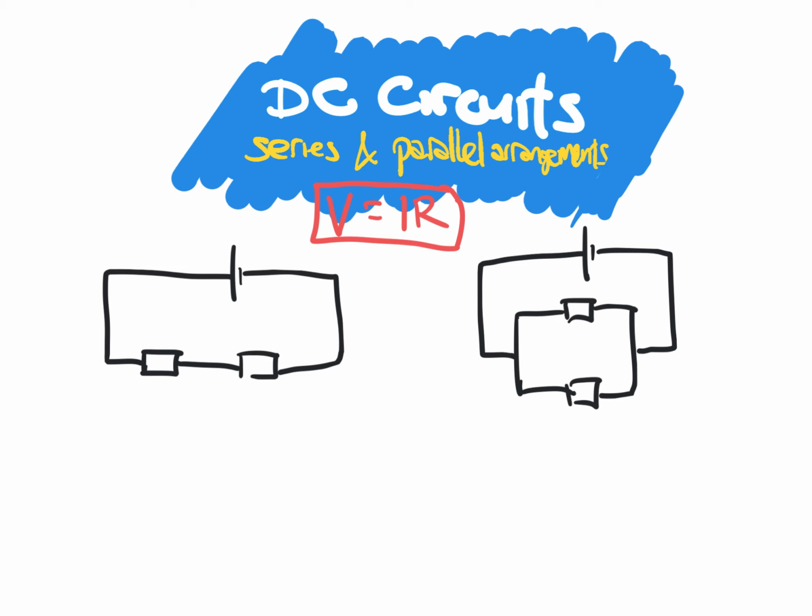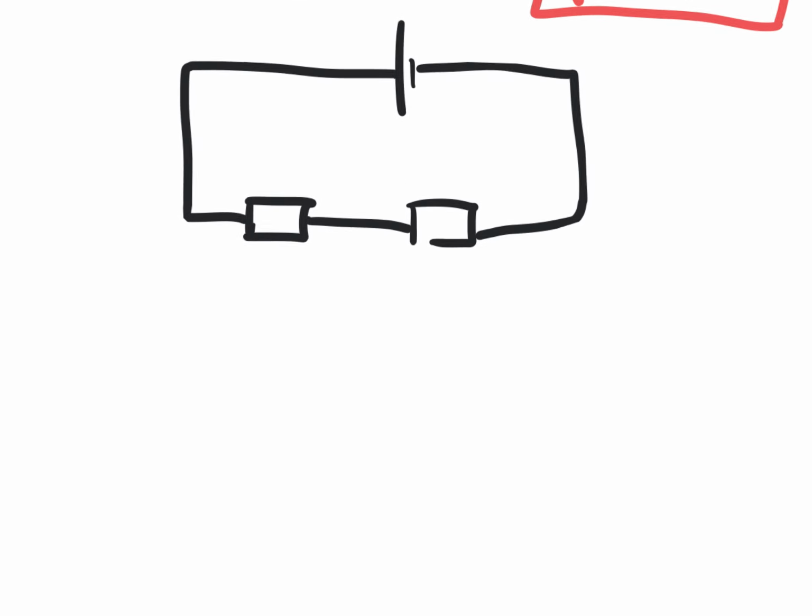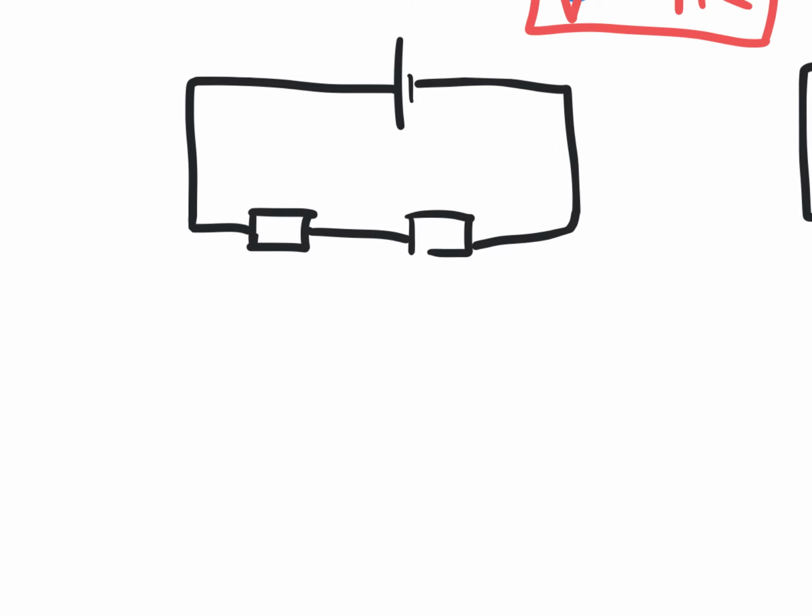So let's do a very quick 2-minute overview of the three rules concerning I, V, and R for both series and parallel, all right? So let's focus first on the series. In series, how does the current look like? We remember that the charges are going to flow from positive to negative. That's conventional current flow. So let's look at the current over here. The current here, if this is I1, will be the same as over here, I2, is the same over here, I3.